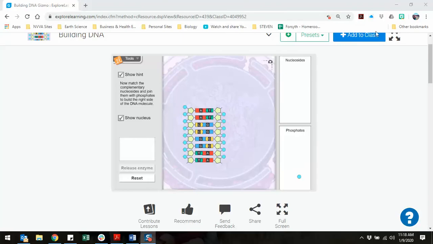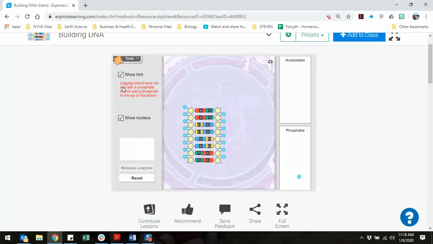Okay, so as you can see, I've got mine now all completely built. However, it doesn't have anything else for me to do, so something's not right. You'll notice you should still have a phosphate over here. If you still have a phosphate, you need to figure out where it goes. So I'm going to try to put it on the top.